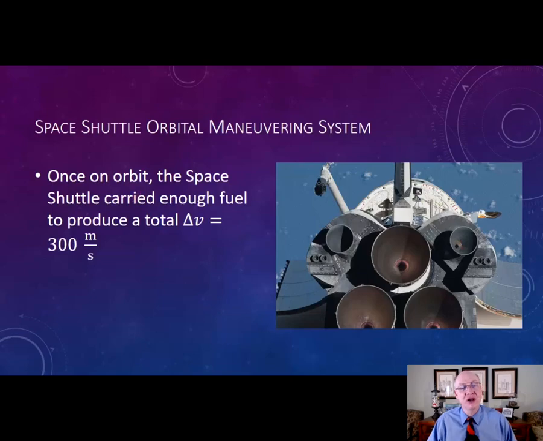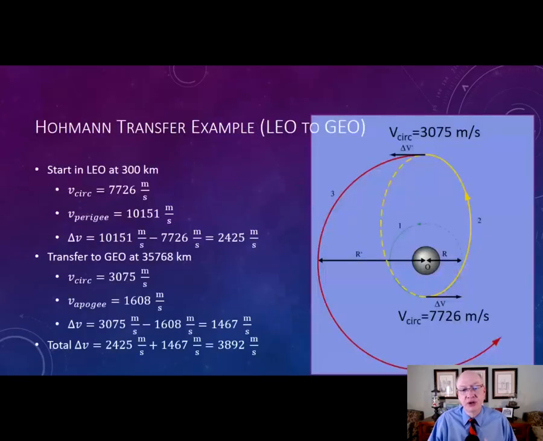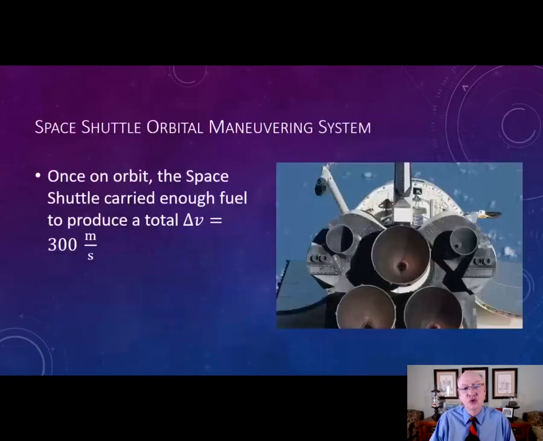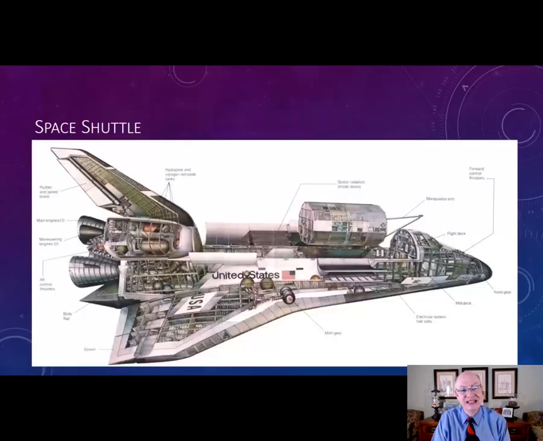And the space shuttle carried enough fuel to produce a total delta V of about 300 meters per second. To have taken the space shuttle from a low Earth orbit up to geostationary orbit would have required a delta V of about 3,892 meters per second. So the space shuttle, when it got into orbit, did not have sufficient maneuvering fuel to get itself up to even geostationary orbit, let alone, and you could calculate what the delta V would be from this low orbit to get you to escape velocity, and the space shuttle could not do that either, did not carry enough fuel to do that. So here's what the inside of the space shuttle looked like.